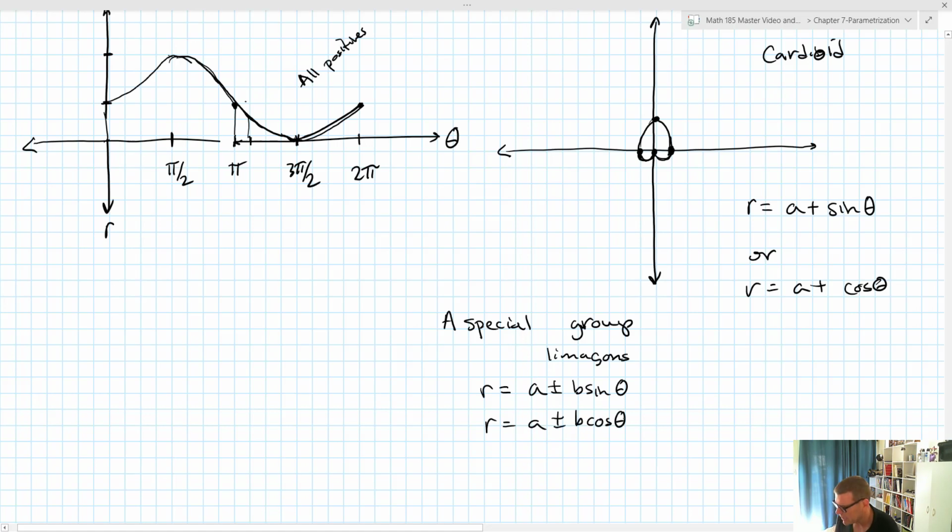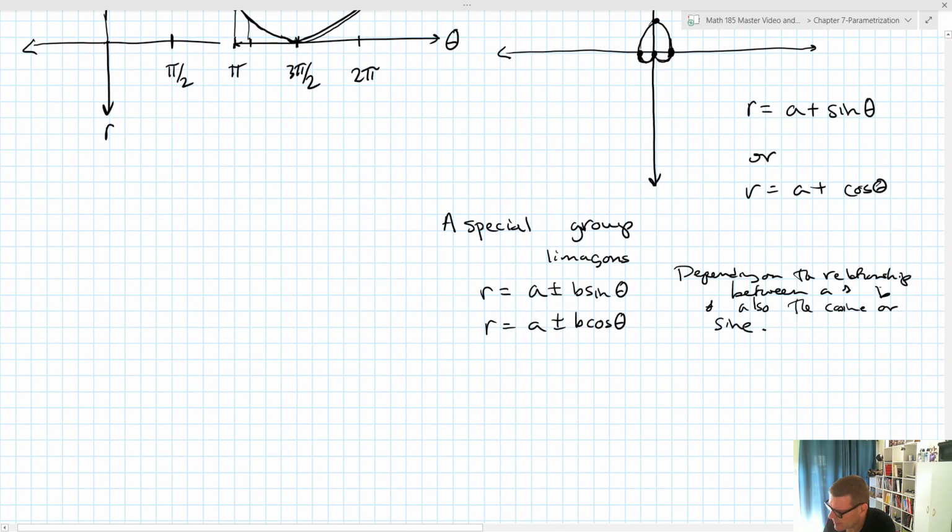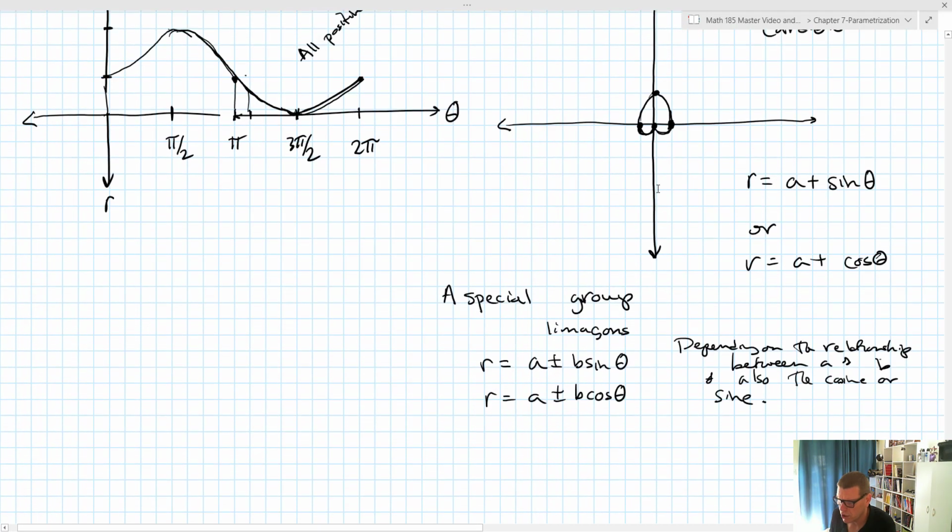And depending upon the relationship between a and b, and also the cosine or the sine, we get slightly different shapes, okay? So in this case, we get one that looks like a heart, and hence why it's called a cardioid, but we could get other ones that look something like this. They don't quite touch 0.